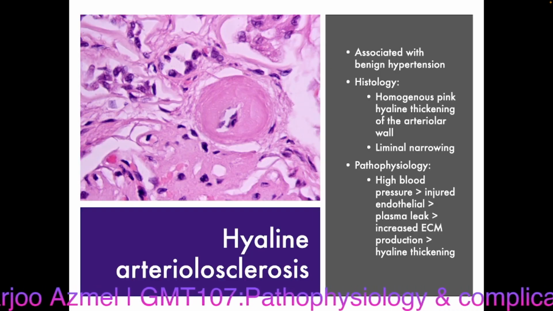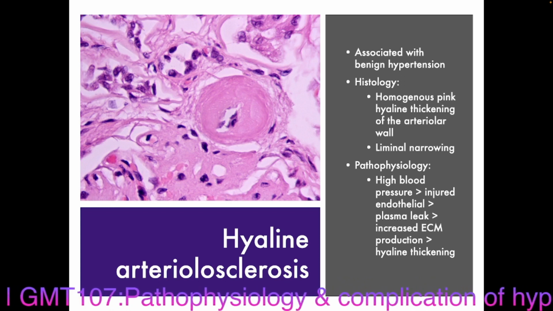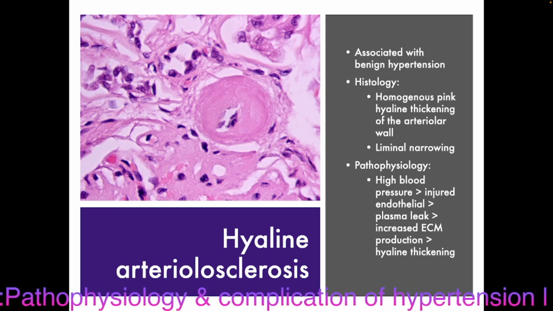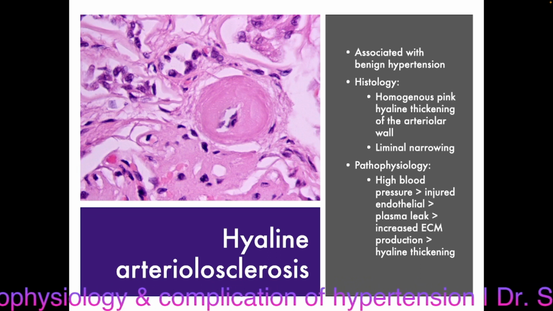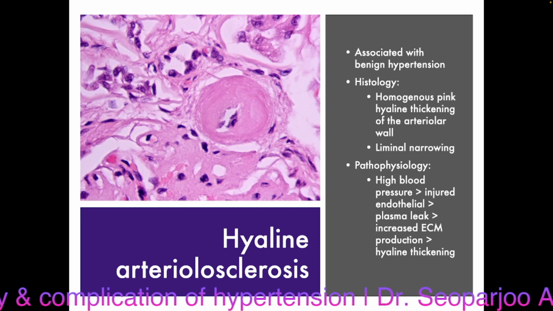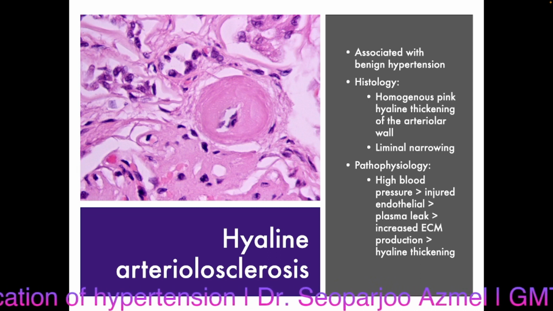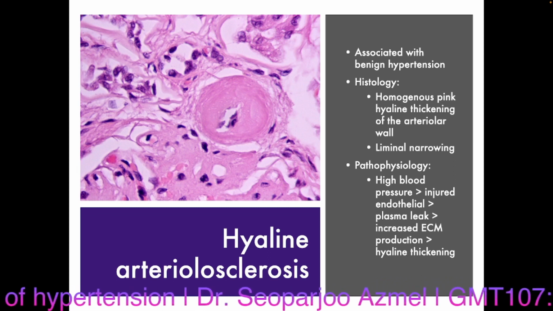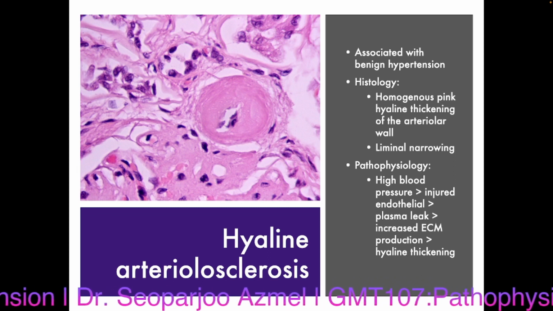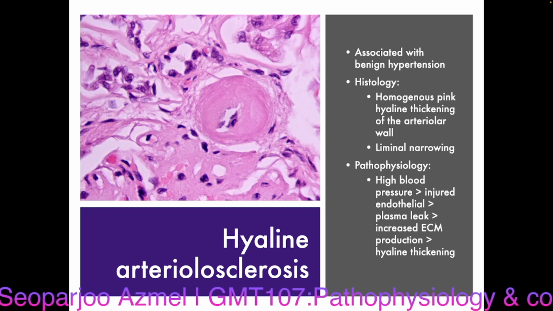The first one is hyaline arteriolosclerosis. It is associated with benign hypertension. When we talk about benign hypertension, it means that the hypertension is not that high; the blood pressure is not that high. You can take a look back at your lecture on the physical examination in the cardiovascular system. I think that lecture already elaborated on the categories of hypertension.